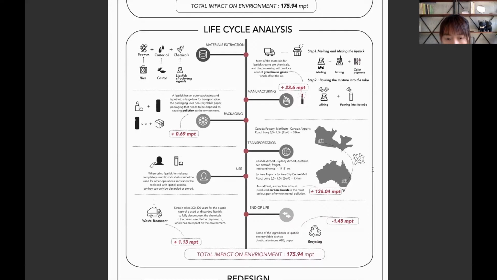Lipstick shells cannot be replaced after use and can only be discarded. According to information, a large number of lipstick shells and packaging are abandoned every year, and those made of plastic take 400 to 500 years to degrade in landfill, which is a part we need to address. Some parts of the lipstick can be recycled and some need to be disposed of as waste. The total environmental impact data from the life cycle analysis of lipstick is 175.94.